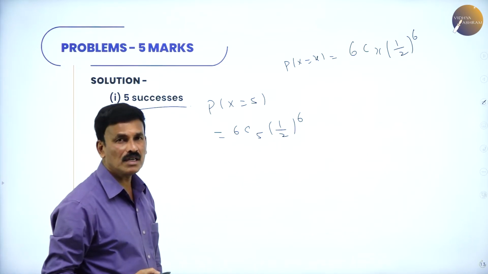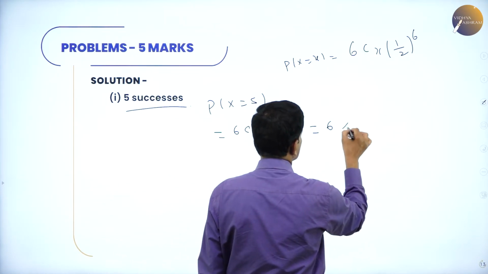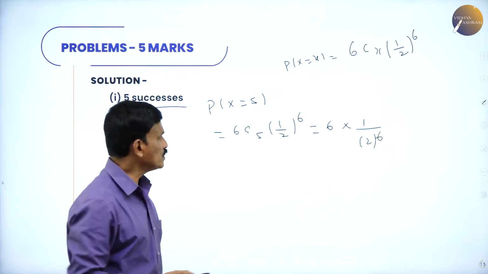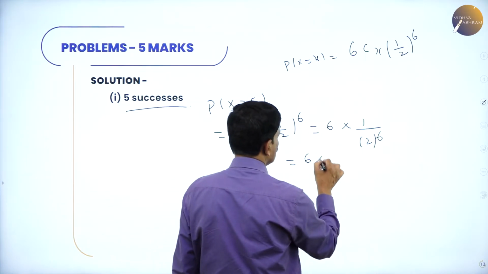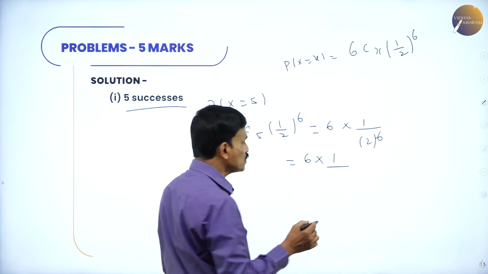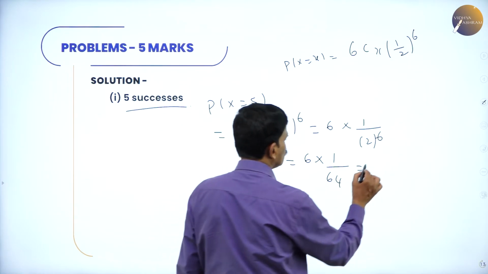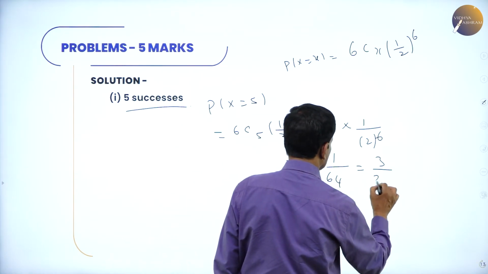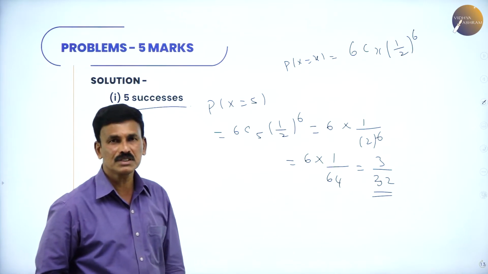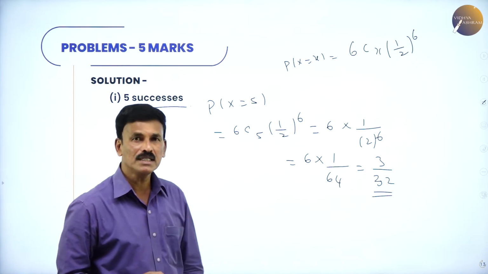Now, just find out the value of 6C5. This is 6 into 1 by 2 to the power of 6. Let us simplify this. 6 into 1 over 2 to the power of 6, which is 2 into 2 into 2 into 2 into 2 into 2, that is 64. This can also be divided by 2, so 2 3s are 6, 2 32s are 64. So 3 by 32 is the probability. That's it. For 5 successes, P of x is equal to 5 is 3 by 32.